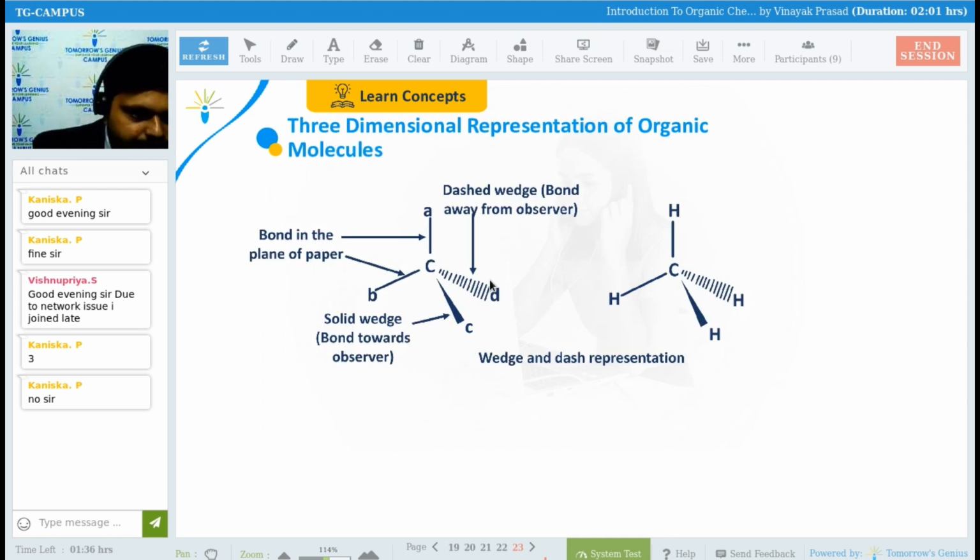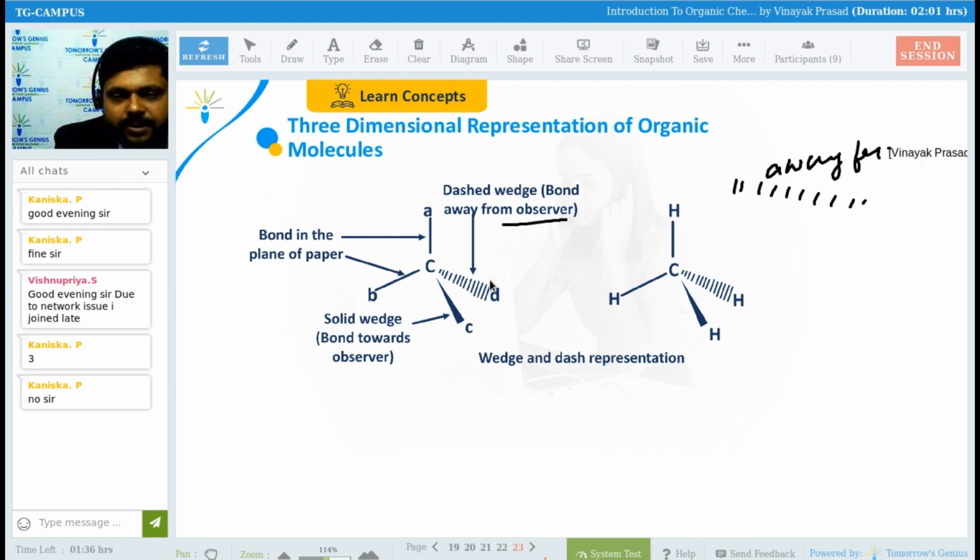Now, another method of representing the carbon and other things is the 3-dimensional one. This carbon has A, B, C, D, you can see here. If a dashed line is there, a dashed wedge, the dashed line means away from the observer. And the solid line will be representing a bond towards the observer. This dashed line represents away from the observer.